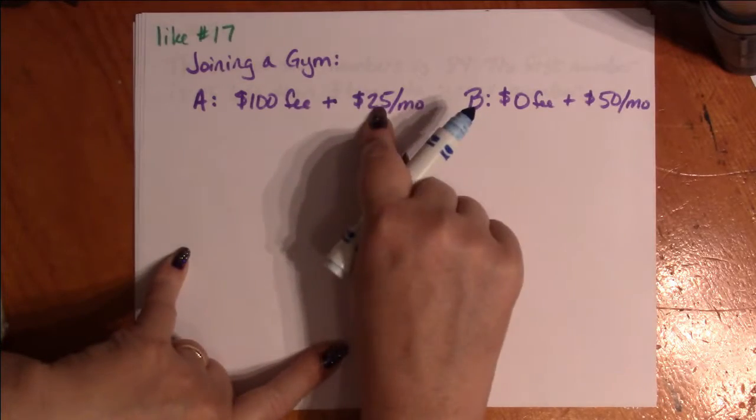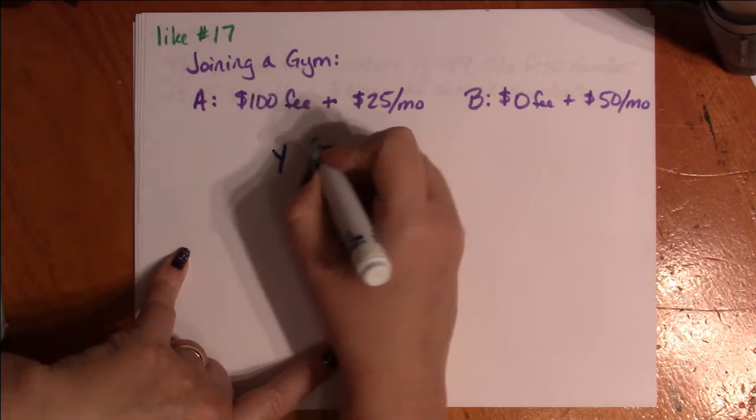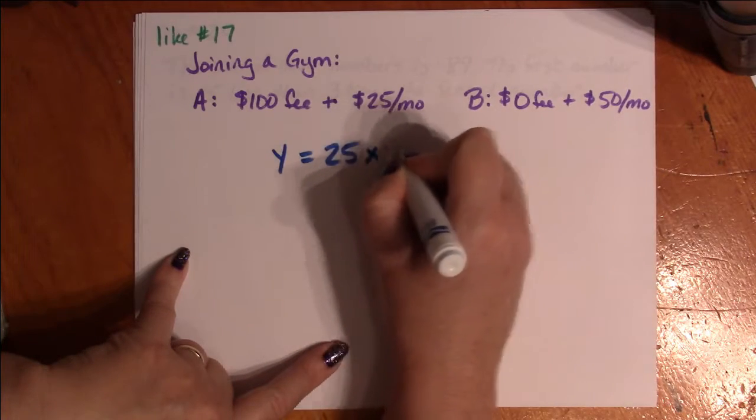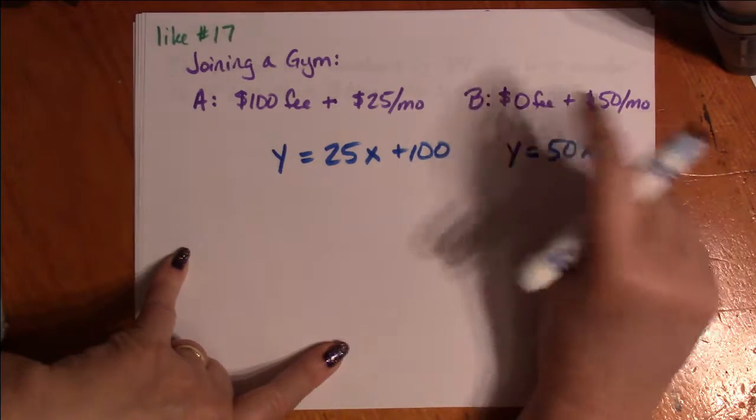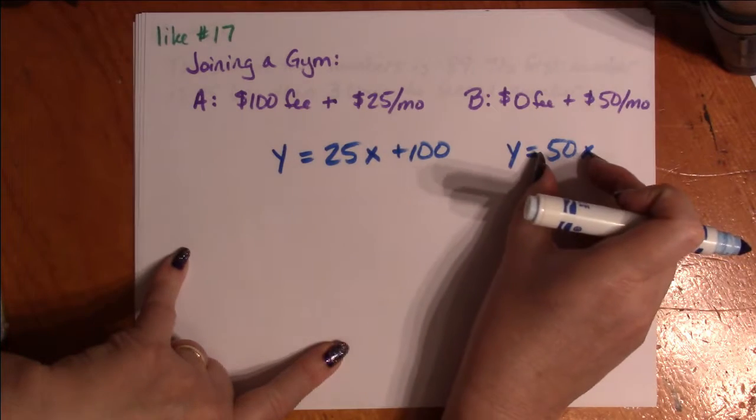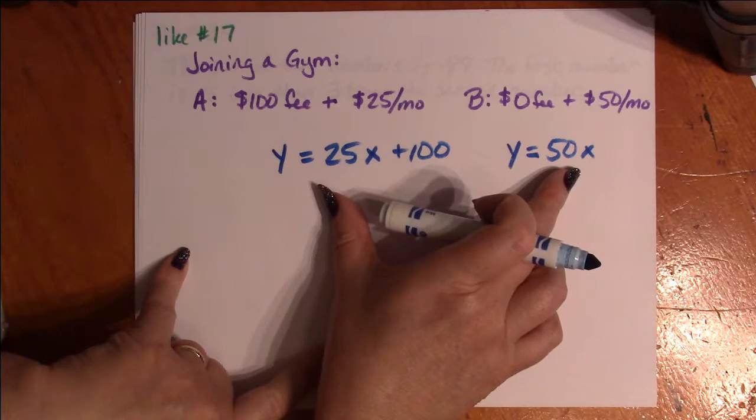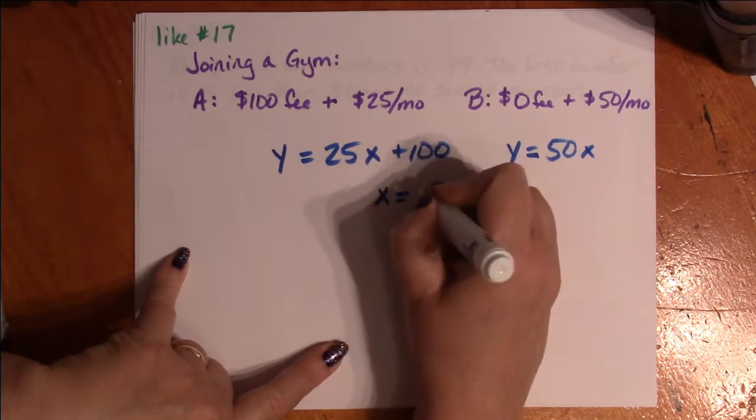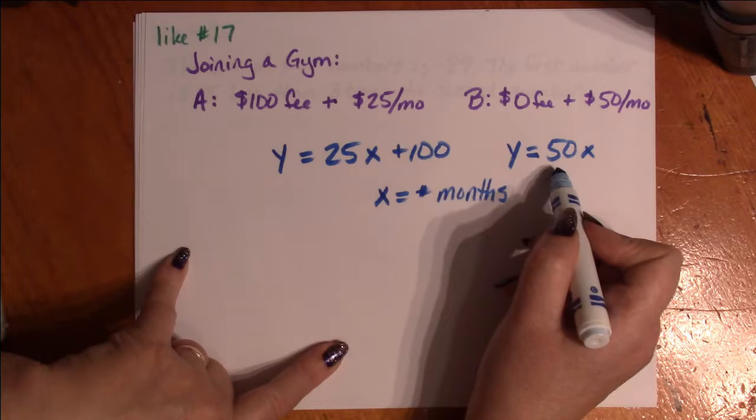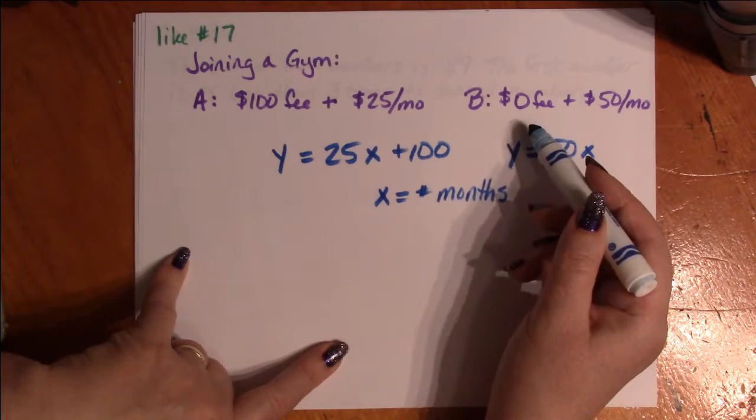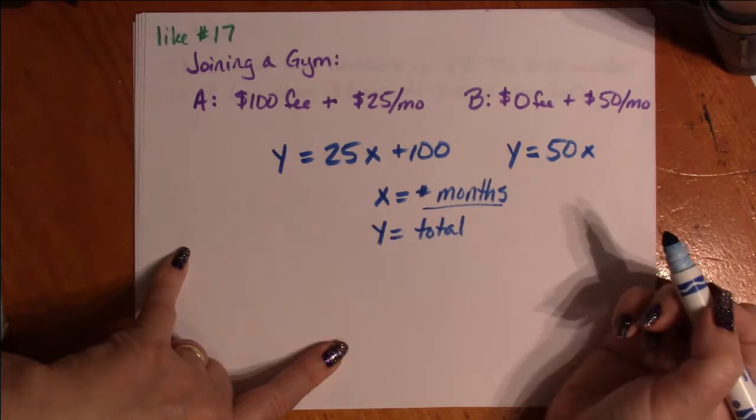This is our X, this is our plus, and then our Y is the answer, the total. So we're going to have Y equals 25 times X plus 100, and Y equals 50X plus 0. You're going to set this equal to that, and solve for X. X is going to be the number of months it takes for these two answers to be the same. And when you plug X back into an equation, Y is going to equal the total cost when these months are the same.